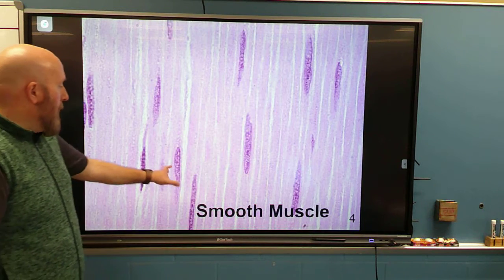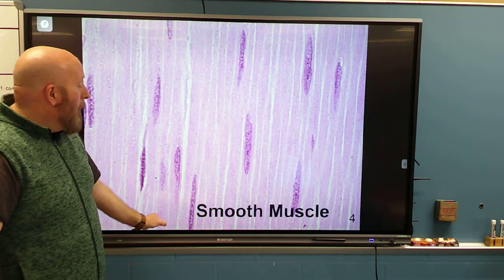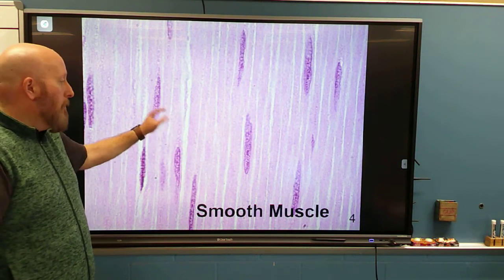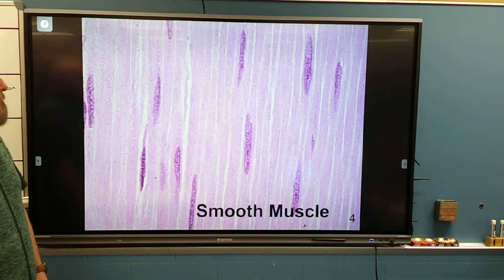And you can see that because it has one cell or one nucleus per cell. They're elongated, very long looking, but they don't have any striations, I'm sorry, not nuclei, striations. Okay? So that's the third one, excuse me.